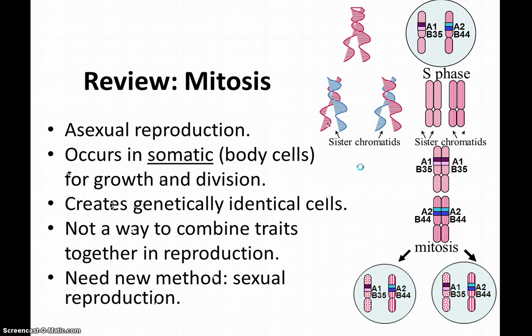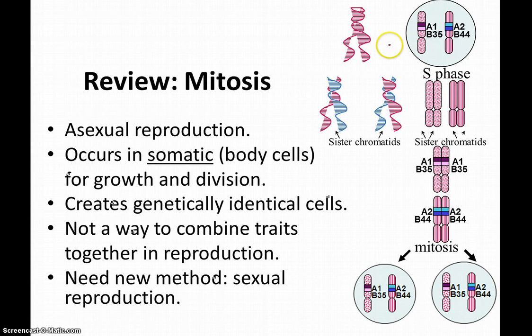Alright, so a quick review of mitosis. You know it's used in asexual reproduction. We don't need it to make sex cells. It occurs in your body cells or somatic cells as you grow and divide. The cells made by mitosis are genetically identical.